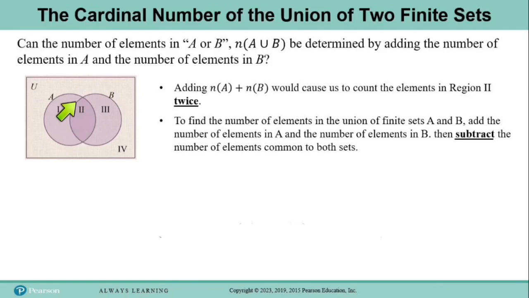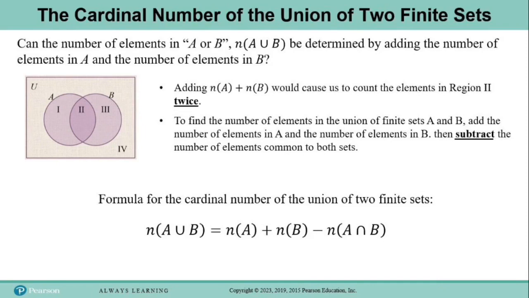But how will we know what that number is? Well, that number is represented by the intersection of set A and set B. So here's the formula to find the cardinal number of the union of two finite sets. The number of elements in A union B is equal to the number of elements in A plus the number of elements in B minus the number of elements in the intersection of A and B. So right here what we're doing is subtracting the overlap because it's been counted twice.